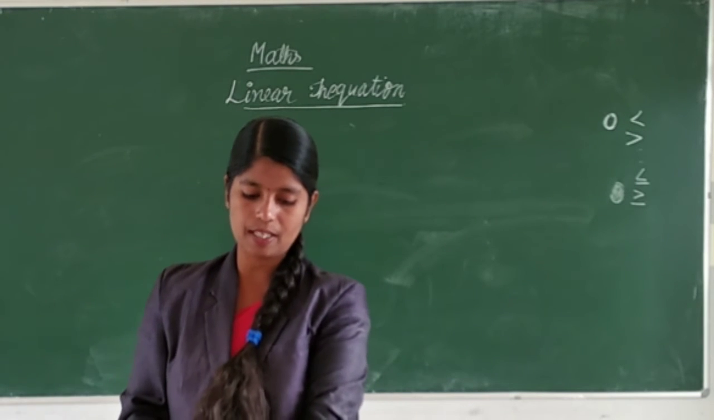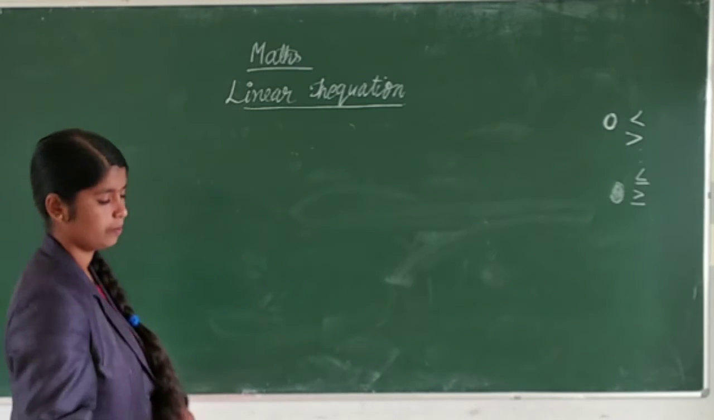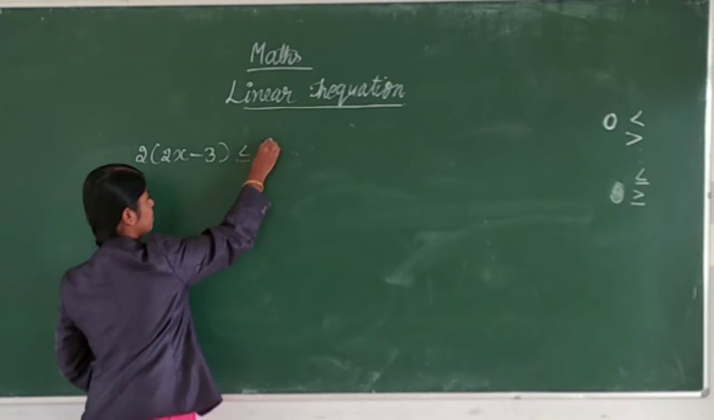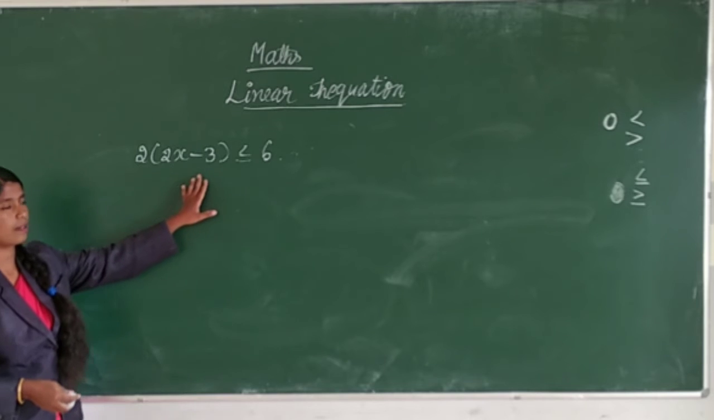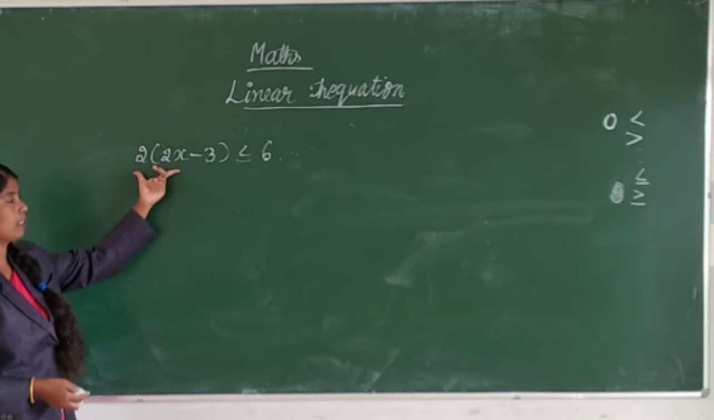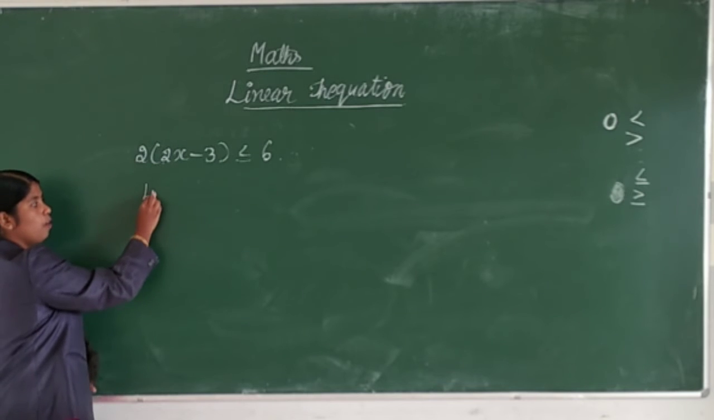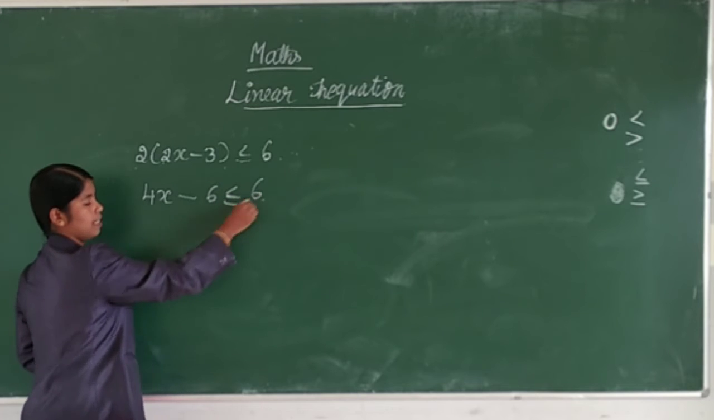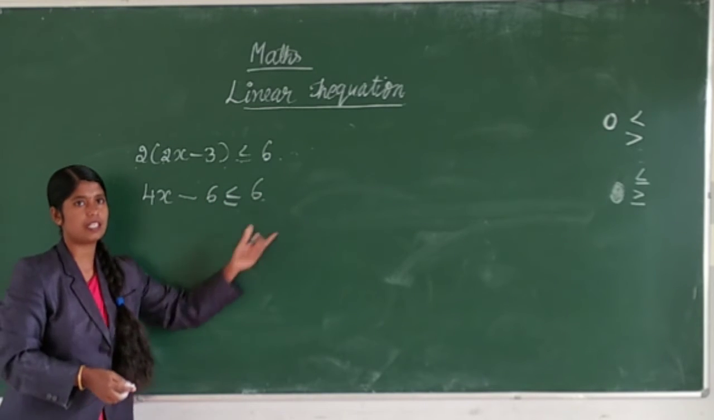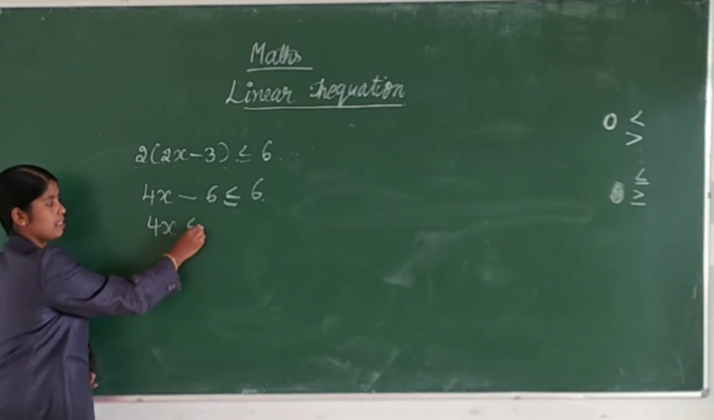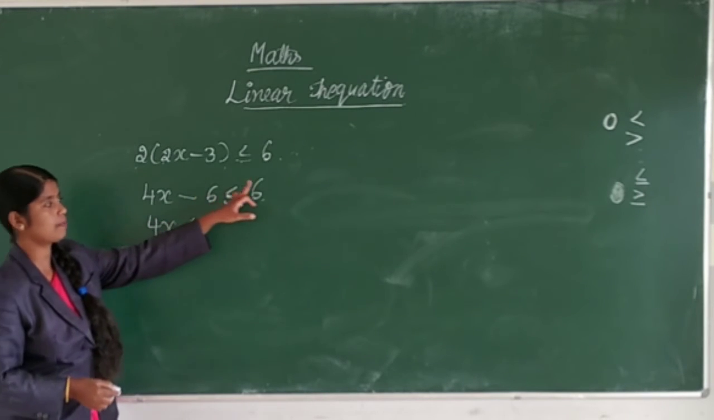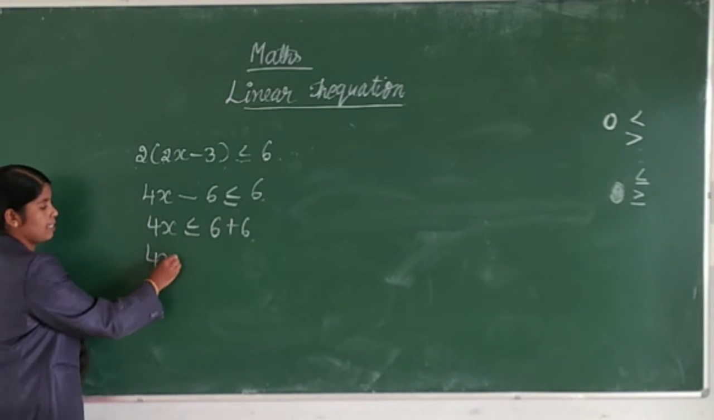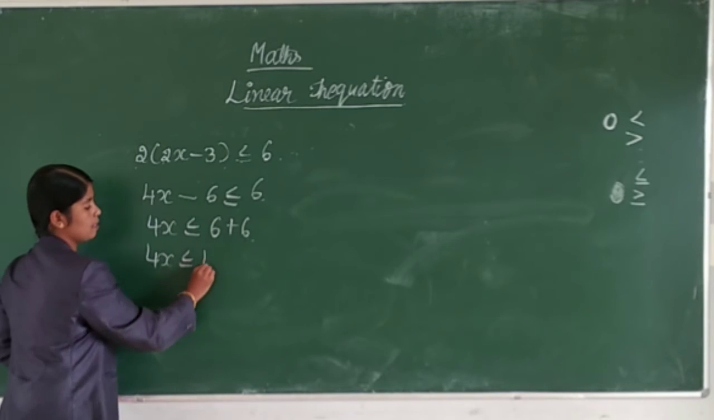2 into (2x minus 3) less than or equal to 6. Open the bracket and multiply. 2 2s are 4x, minus 2 3s are 6, less than or equal to 6. Keep x here and move minus 6 to the opposite side. So 4x, the sign stays as it is, and minus 6 going to the opposite side becomes plus 6. Then 4x less than or equal to 6 plus 6, which is 12.